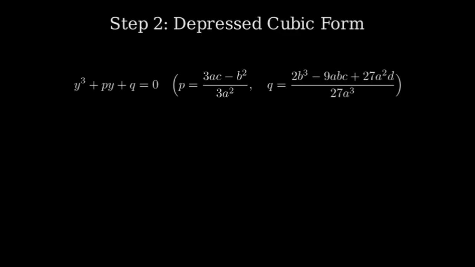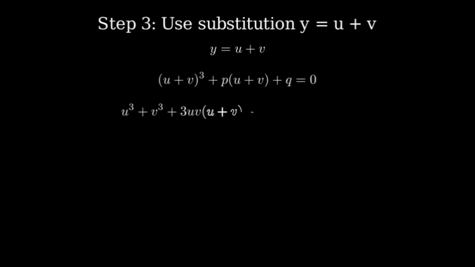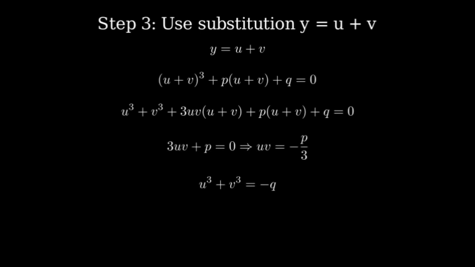To solve the depressed cubic, we now let y equals u plus v. Substituting into the equation, we expand the cube of u plus v and regroup terms. We strategically choose u and v such that 3uv plus p equals 0, so uv equals negative p over 3. With this condition, the equation simplifies to u cubed plus v cubed equals negative q.